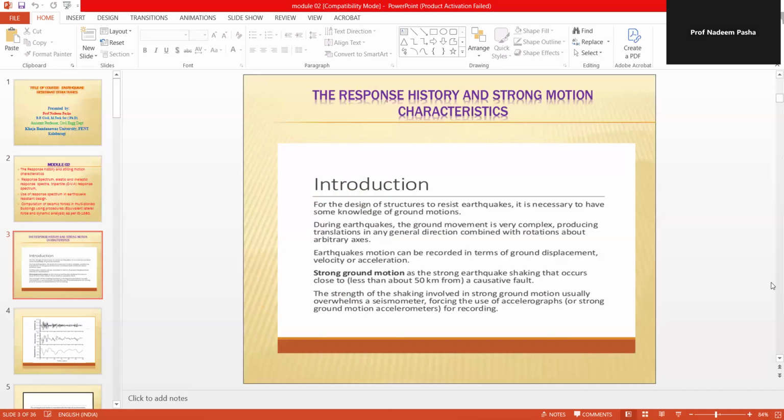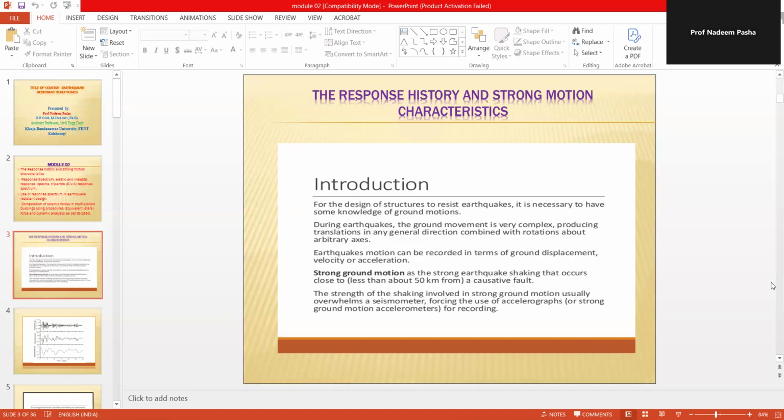Introduction part. For the design of structure to resist earthquake, it is necessary to have some knowledge of ground motion. During earthquake, the ground movement is very complex, producing translation in any general direction combined with rotation about arbitrary axis.